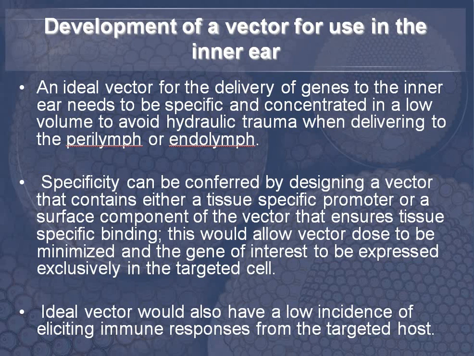The specificity can be conferred by designing a vector that contains either a tissue-specific promoter or a surface component of the vector that ensures tissue-specific binding. This would allow the vector dose to be minimized and the gene of interest to be expressed exclusively in the target cell. An ideal vector would also have a low incidence of an adverse immune response from the target host. Obviously, the vector which we are using should have a very low or negligible immune response in the target host.